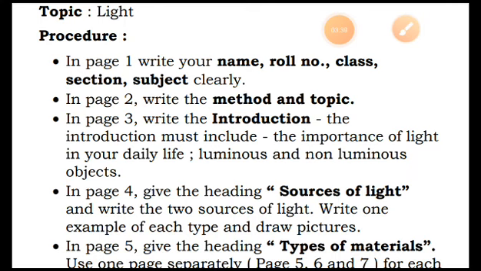Now in page number 4, you are going to give the heading Sources of Light and write the two sources of light. So children, what are the two sources of light you have studied? The natural source and the man-made source or the human-made source. So you are going to write the two sources of light and write one example of each type and draw pictures.